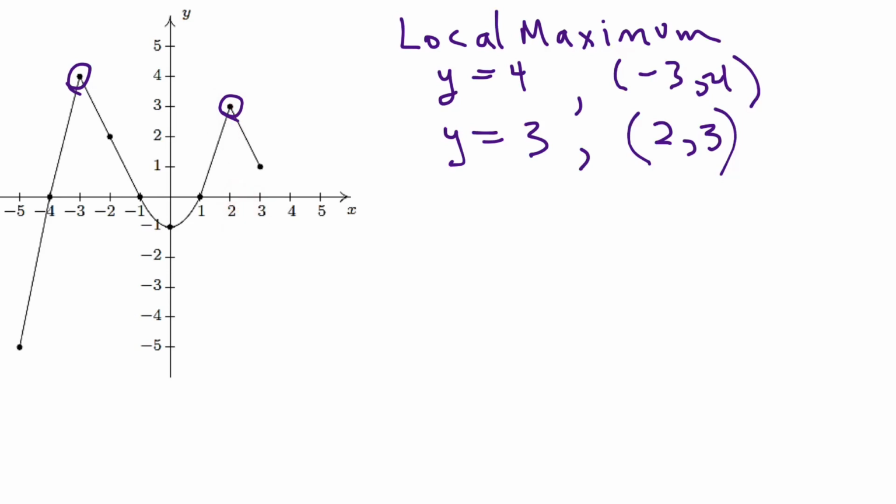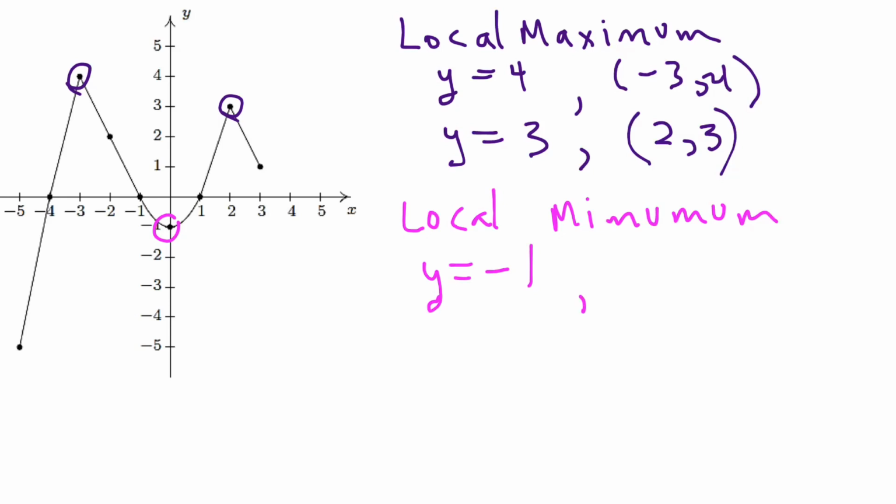All right, so then as far as local minima, here's one. A local minimum occurs at the value y is equal to -1, occurring at x is equal to 0. So that would be an ordered pair 0, -1.